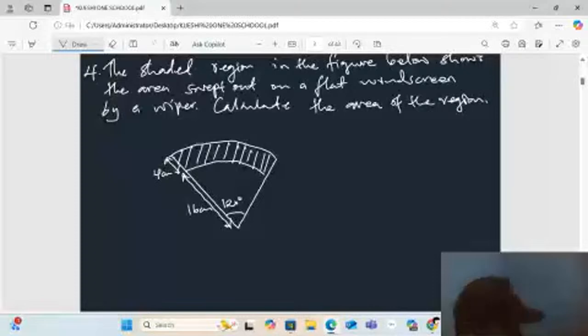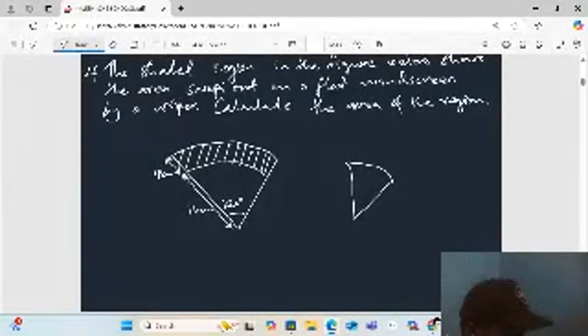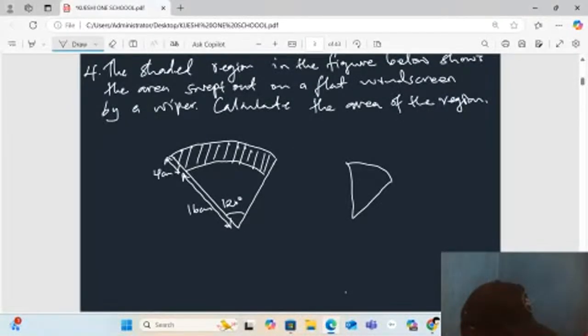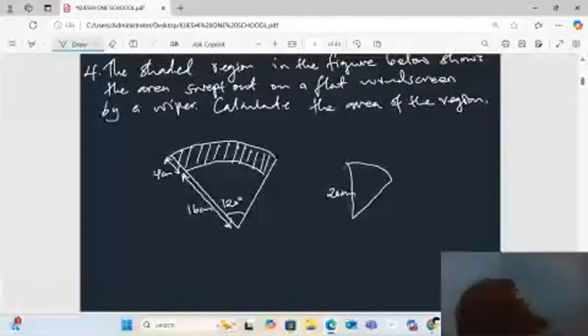Good. Now, when you look at this keenly, you will realize that we've got the bigger one, and then we have the smaller one. The bigger one extends from the starting point, it takes 16 centimeters, then we have an extra 4 centimeters. Therefore, a radius of 20 centimeters. That is 16 plus 4.